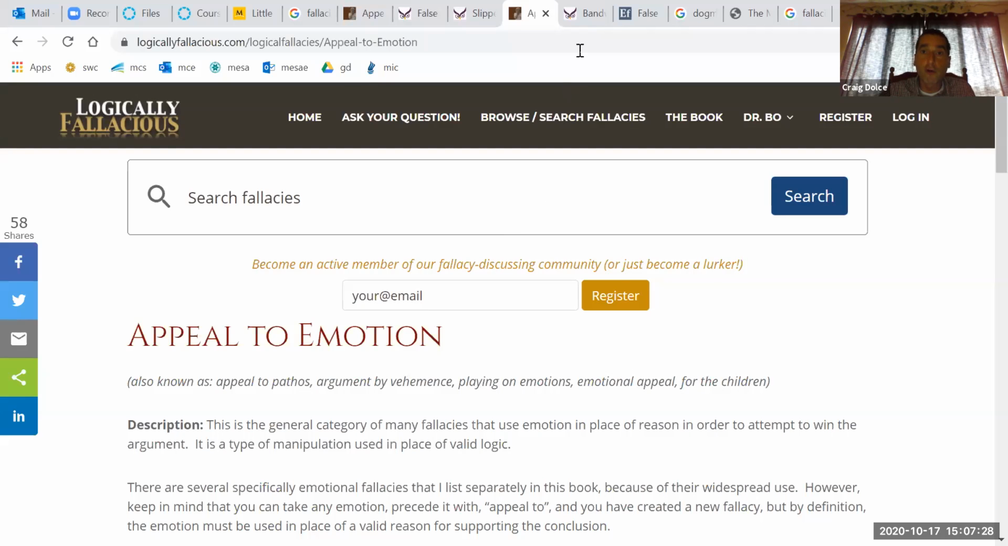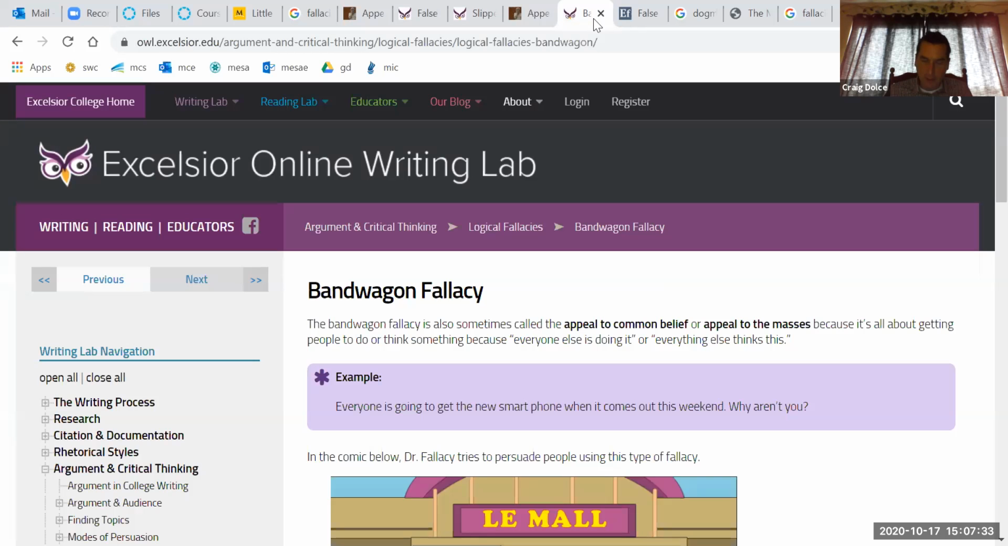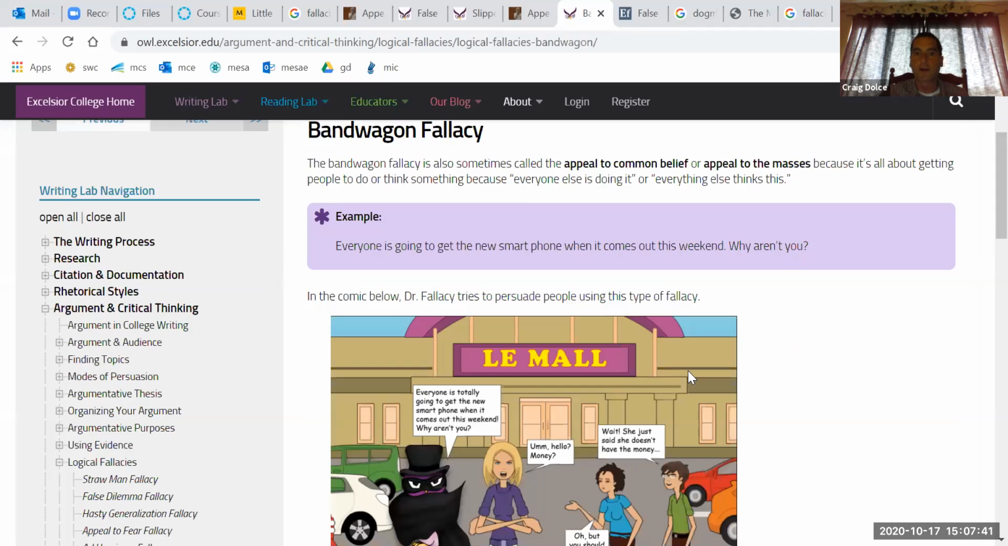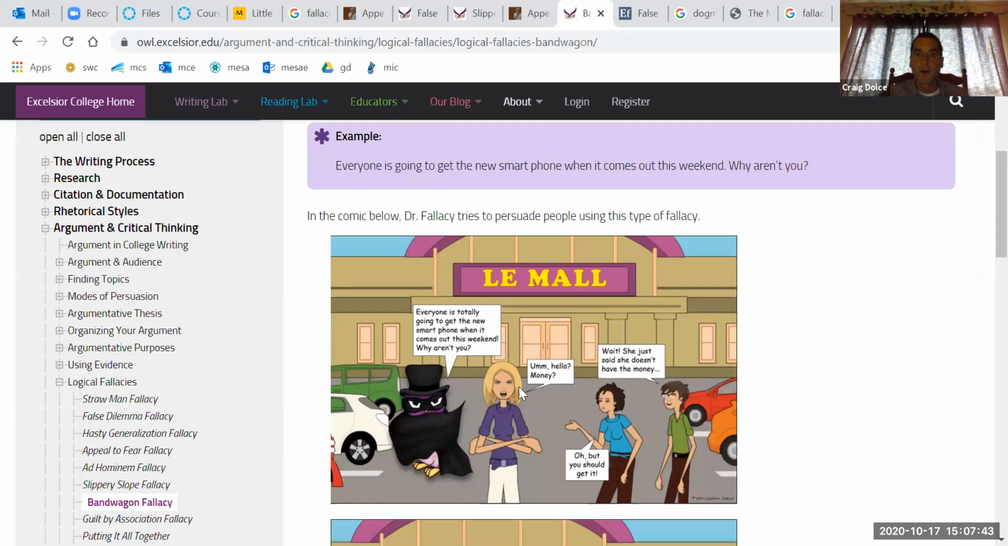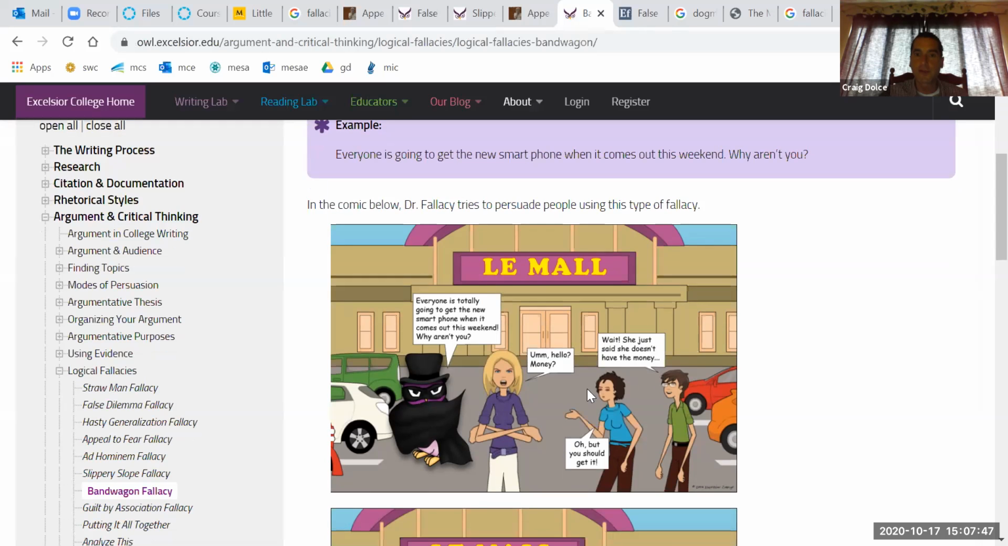Appeal to false authority. Oh, I'm sorry, I skipped bandwagon. Bandwagon appeals on page 75. Peer pressure is a perfect example of this, right? If everyone's going to get the new smartphone when it comes out this weekend, why aren't you? Right? Hello, money. Wait, she just said she doesn't have the money. Oh, but you should get it, right?